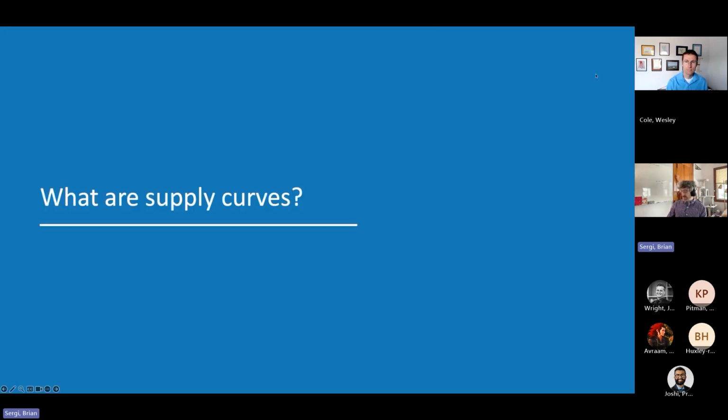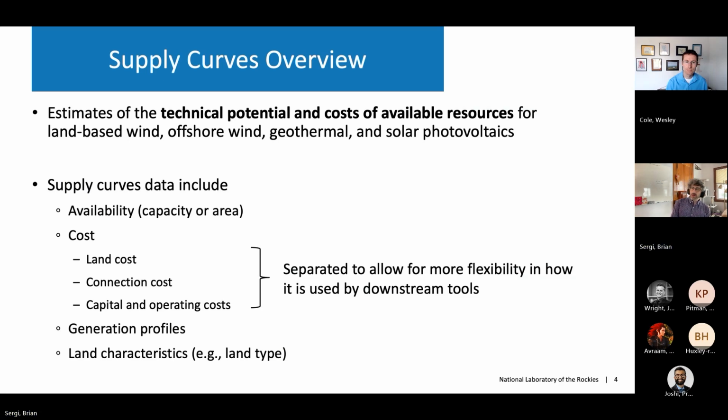So to start, what are the supply curves? For us, the supply curves are essentially estimates of technical potential and the associated costs for available resources for a certain set of technologies. Our focus is primarily on land-based wind, offshore wind, geothermal, and solar photovoltaics, though you could imagine other technologies that might have some applicability. These are the ones we're going to mostly focus on for the purpose of this presentation, and where there is the most detail in the ReEDS modeling that we do. So these data sets include a couple of different features.